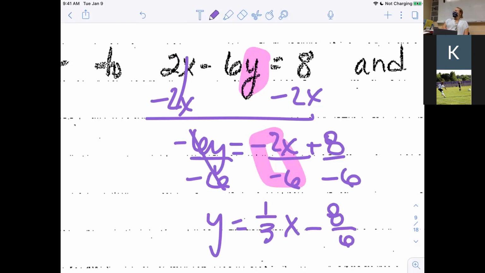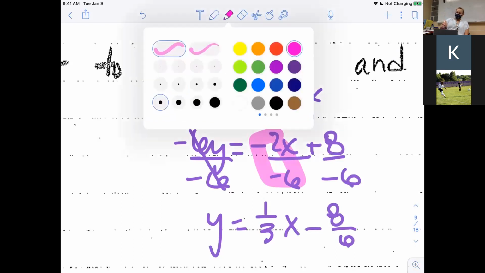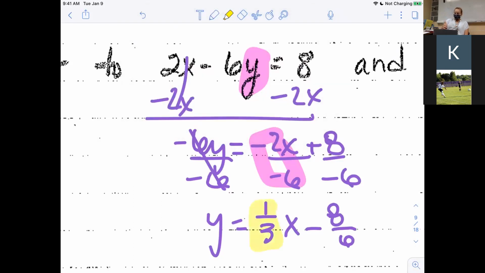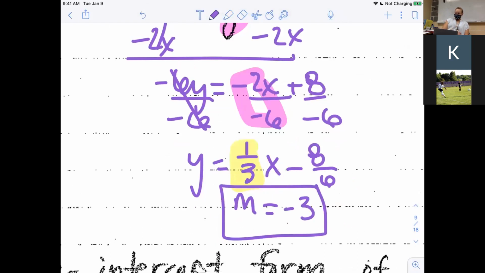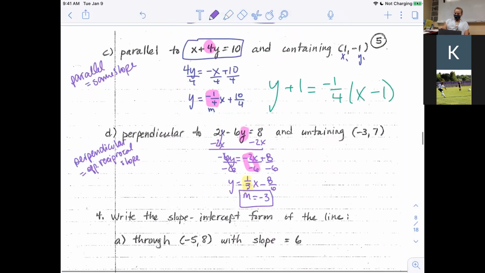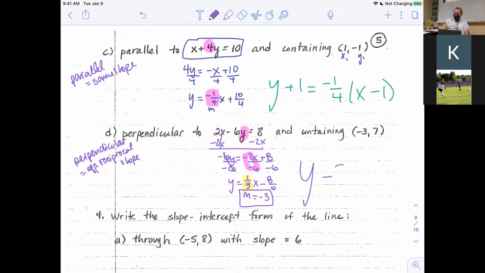I don't care. So the slope that was given to me here was 1/3. But I need to do the opposite reciprocal. So what would that be? Negative 3. So that's what I'm going to use. And then I only have 1 point. So that's my option. So y minus 7 equals negative 3 times x plus 3. Oh, I ran out of space. Oh, that's garbage. All right, moving on.